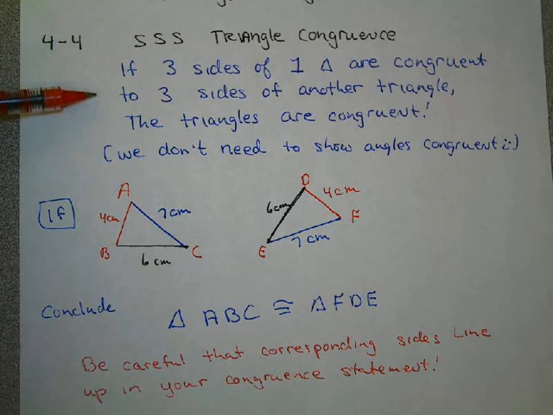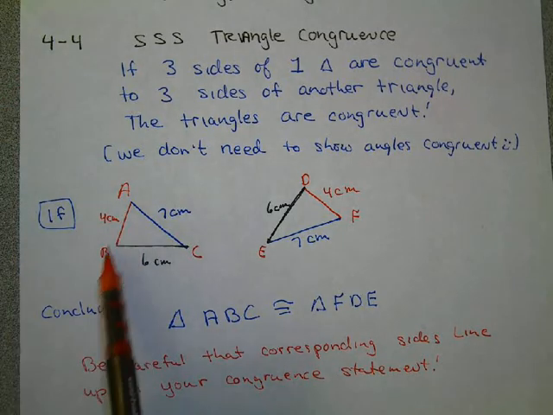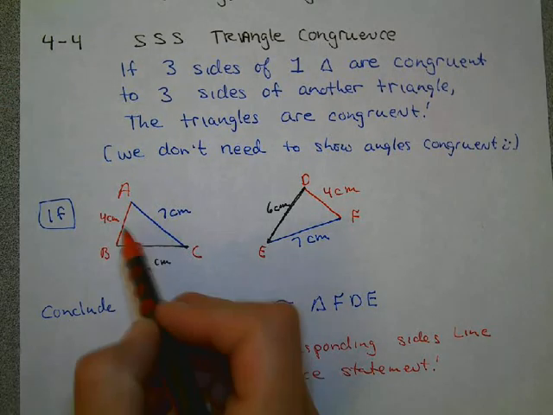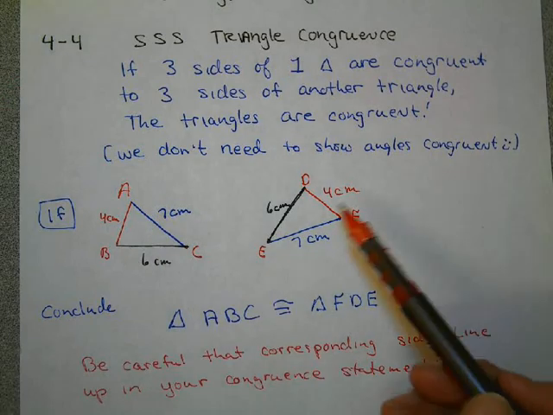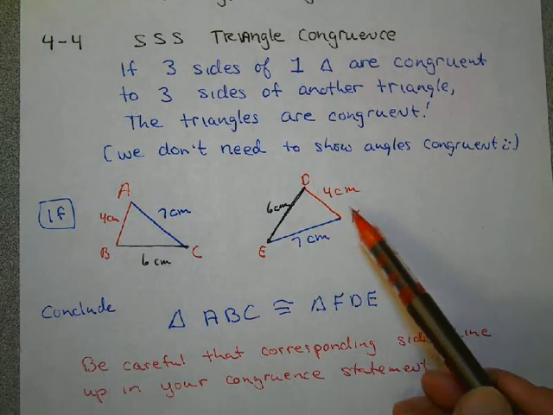So here's what we know. If we have triangle ABC, we see AB is 4 centimeters, BC is 6 centimeters, and AC is 7 centimeters. And we look over here at triangle DFE. Well, D to F is also 4 centimeters. E to F is 7 centimeters. It corresponds to A to C. And DE is 6 centimeters. It corresponds to B to C.